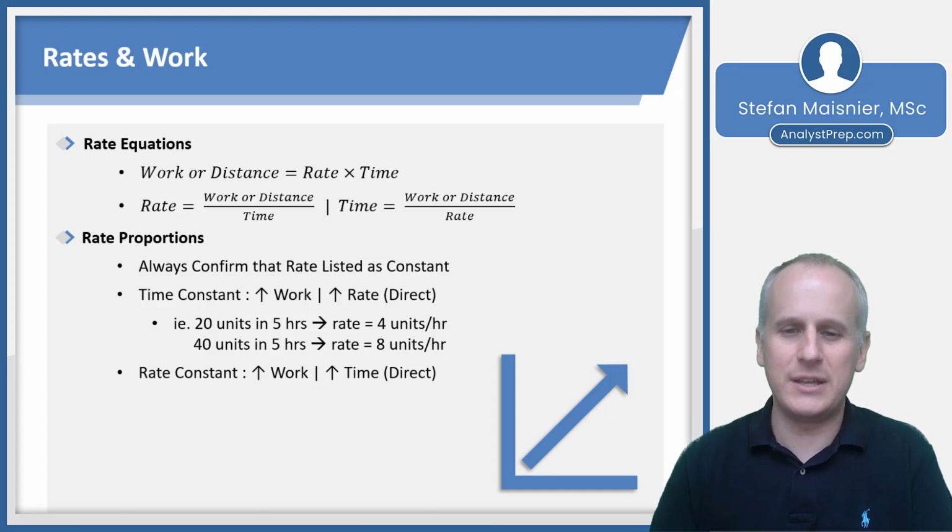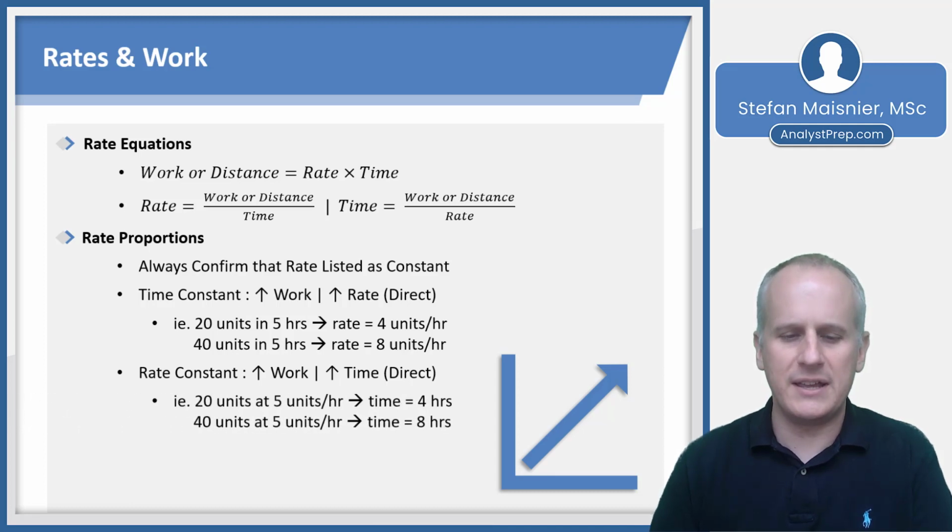Now, if you keep your rate constant and increase your work, your time will also increase, for another direct proportion. So, for instance, if you have 20 units completed at 5 units per hour, your time is 4 hours. But if you were to increase the number of units from 20 to 40 and keep the units per hour at 5, you would then have to take double the amount of time, 8 hours instead of 4 hours, to complete the work.